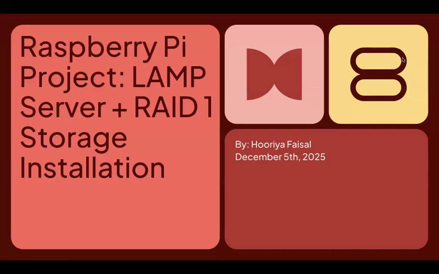Hi everyone, my name is Haria Faisal, and for my CNIT 176 Raspberry Pi project, I built a full LAMP web server and a RAID 1 storage array using a Raspberry Pi 4B.